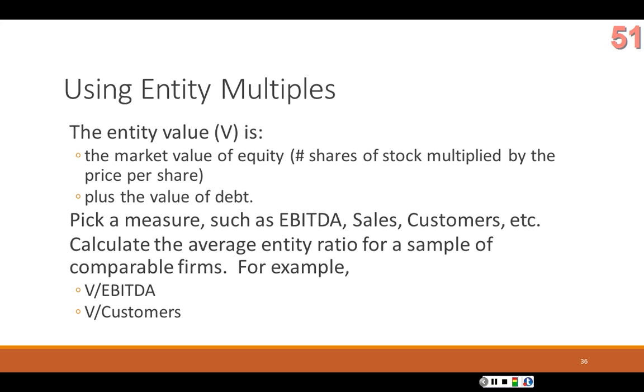Alternatively, you could use entity multiples. An entity value you could use is the market value of equity plus the value of debt. You pick a measure such as earnings before interest and taxes, depreciation and amortization, sales, the number of customers, etc. And you calculate the average entity ratio for a sample of comparable firms. So for example, you would take the entity value, the market value of equity plus the value of debt, and divide it by the average number of customers, or the average sales.